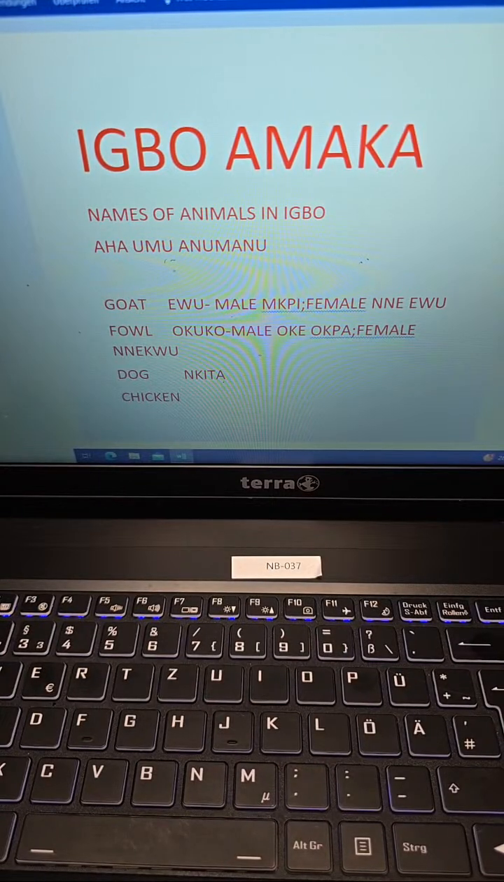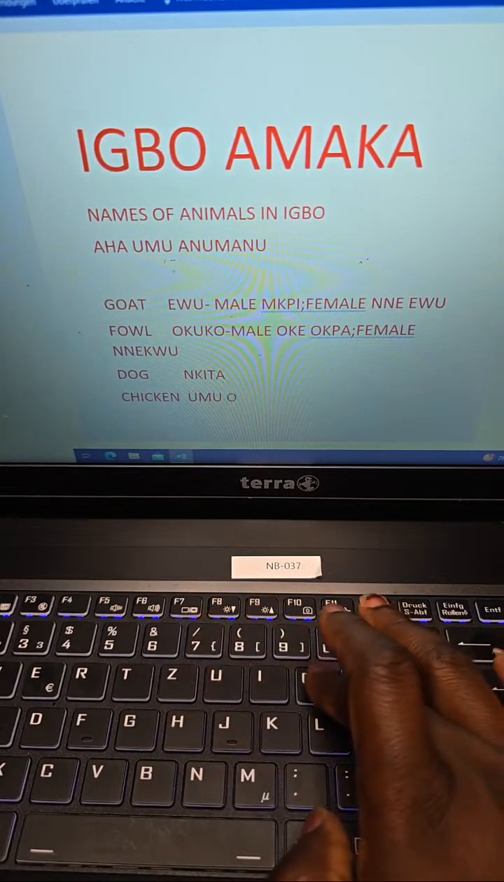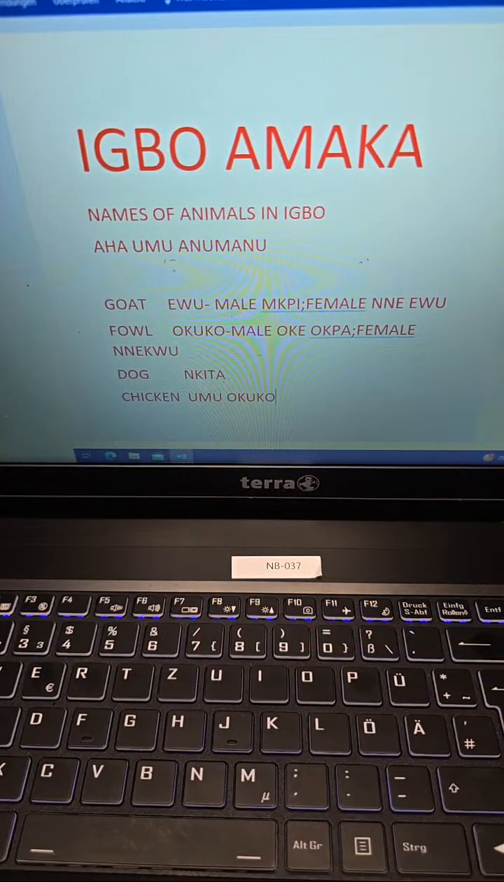The chicken in Igbo language is known as ụmụ ọkụkọ, or nwa ọkụkọ if they are much. Chick is known as nwa ọkụkọ. Chicken is known as ụmụ ọkụkọ.